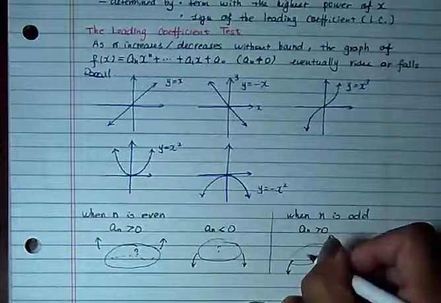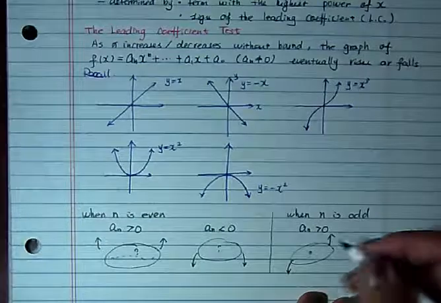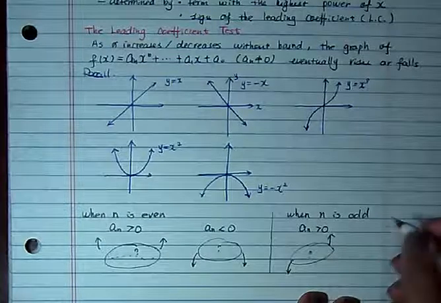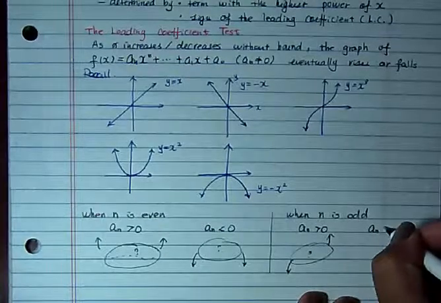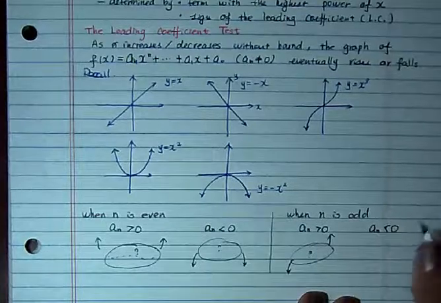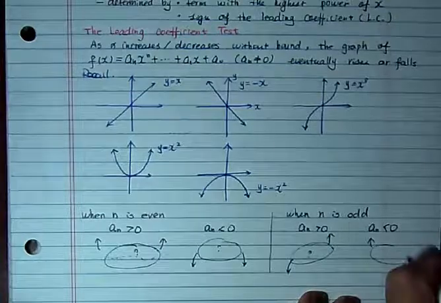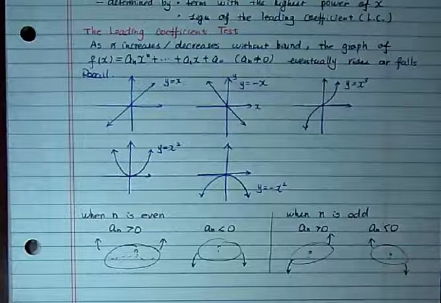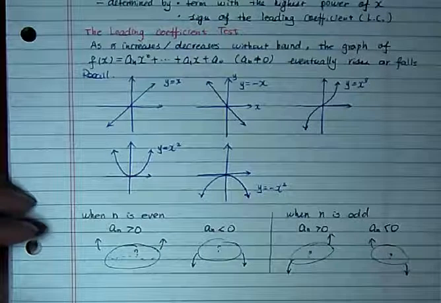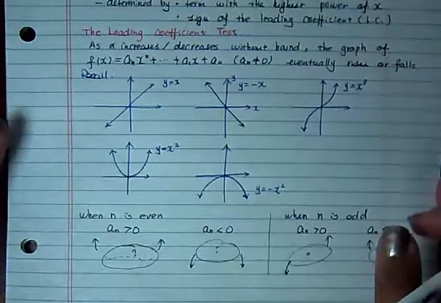In between, again, we need to do some more work to fill in the information. When a_n is less than 0, the leading coefficient is less than 0, then the right side falls, left side rises. In between, I need to get some more information. Alright, so those are end behavior. Let's take a look at a very quick example for the end behavior.